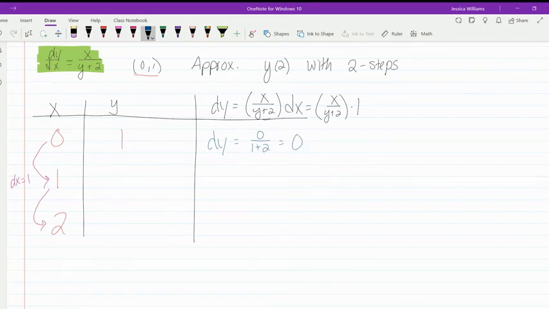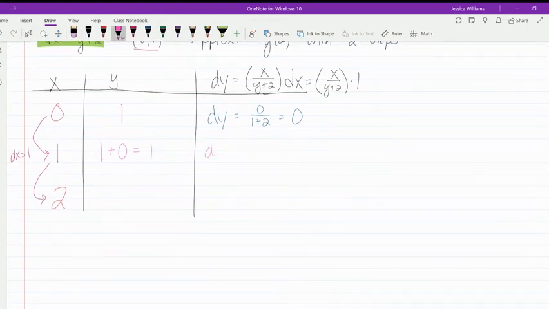Okay, fine, no problem. That means as I leave this point (0, 1), my change in y is 0. So if I'm at 1 and I change by 0, I'm still at 1. No big deal. Let's do it again. Now we have a new x and y value to plug in. It's just rinse and repeat.